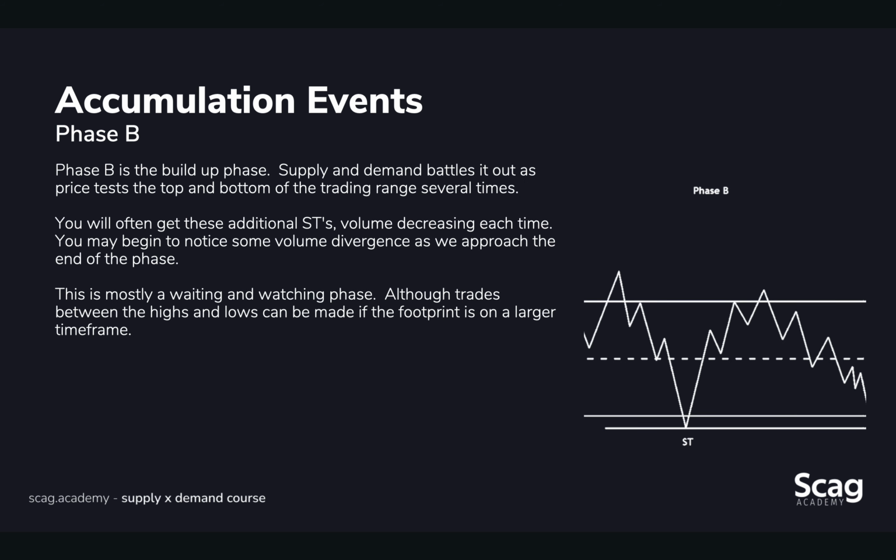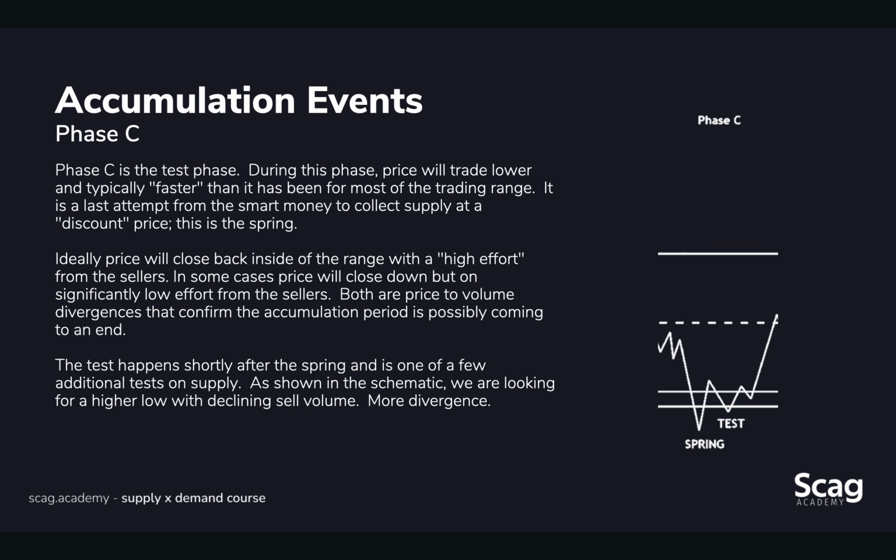Then we move into phase B. Phase B is the build-up phase. Supply and demand battles it out as price tests the top and the bottom of the range several times, as you can see. You will often get these additional supply tests, right? The STs, the volume decreasing each time that it comes down. You may begin to notice some volume divergence as we approach the end of the phase. This is mostly a waiting and watching phase, although trades between the highs and lows can be made if the footprint is on a larger time frame. Again, that is stuff that we will look at in case studies.